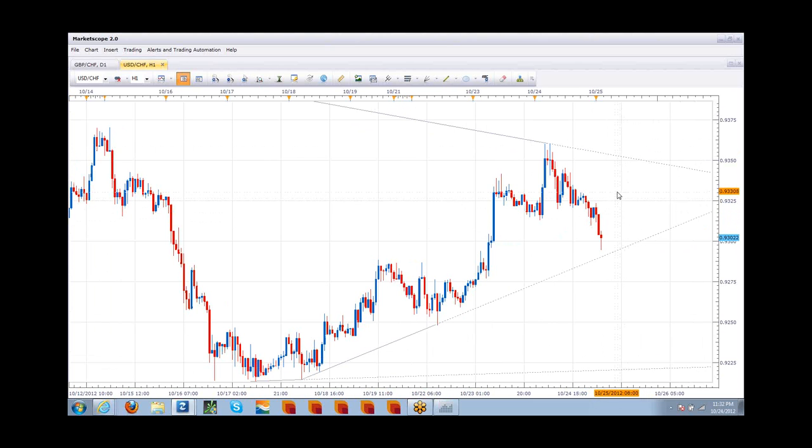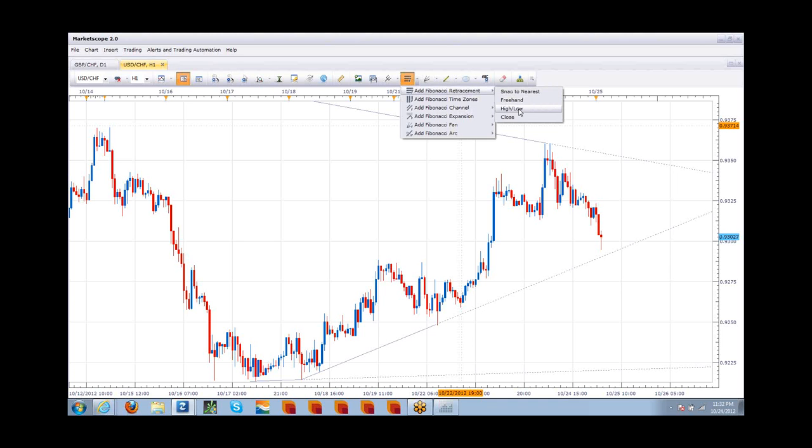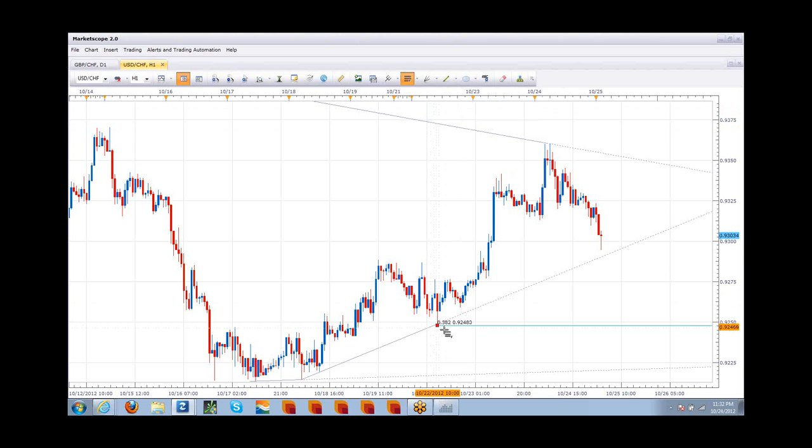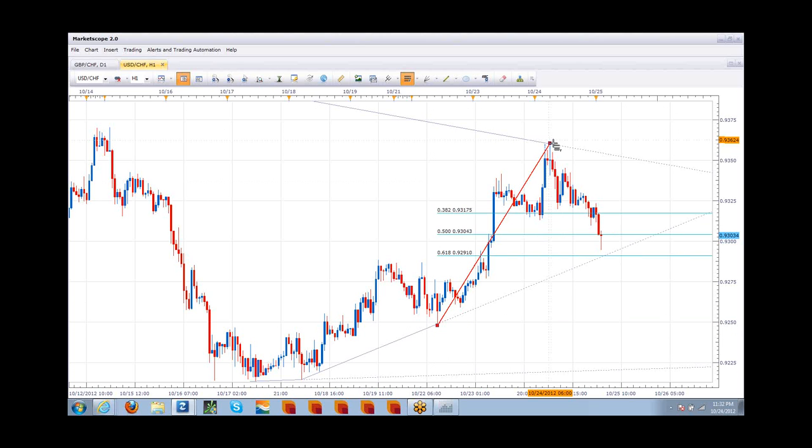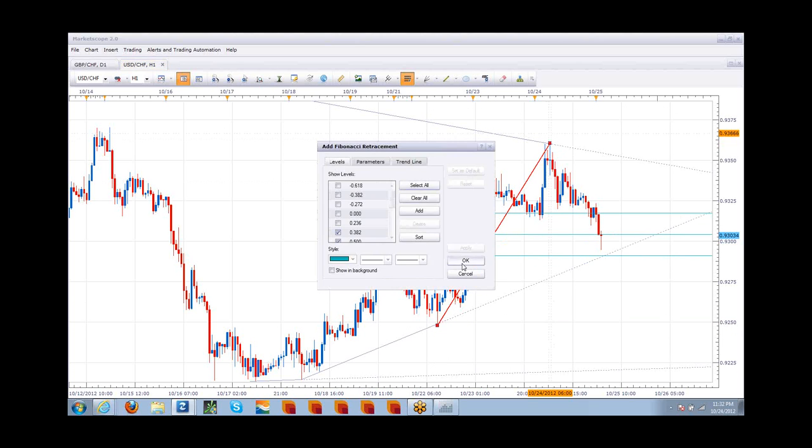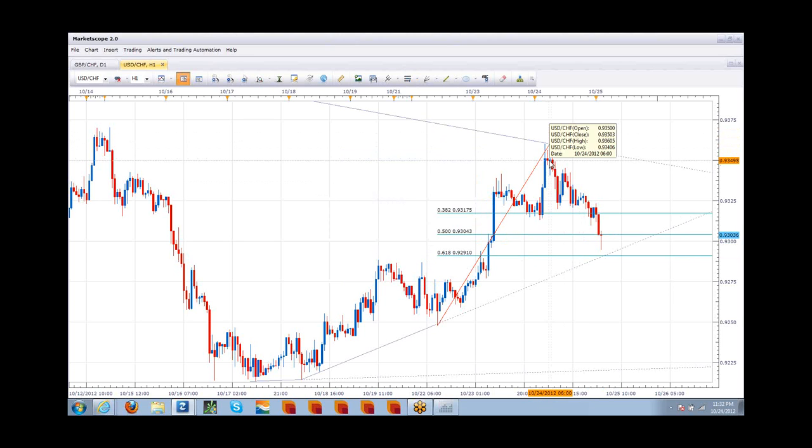So let's see if I can draw this right now. Try and draw this retracement. Let's see. 93.60. Oh, it's barely higher. Okay, so let's see. So would that be correct in how I drew this?